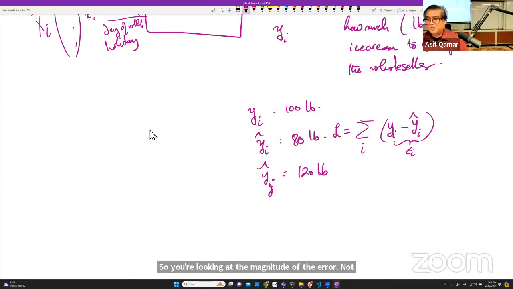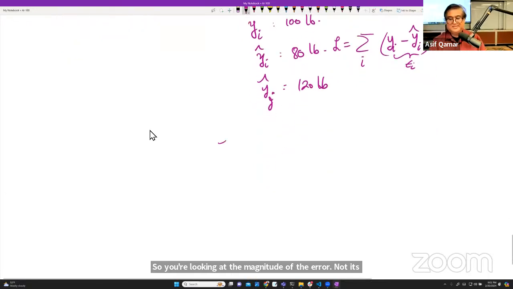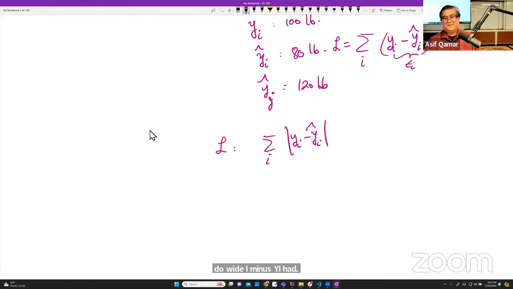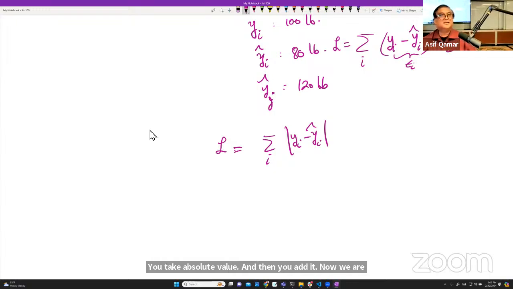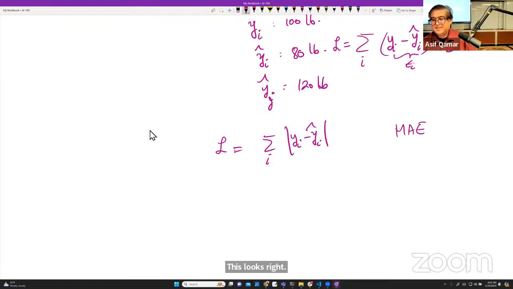not its value. So there are multiple ways you can do it, but one way is that you can do yi minus yi hat. You take the absolute value and then you add it. Now we are in better shape, isn't it? This looks right. So people do that. It's the mean absolute error. In certain circumstances, it's a valid average. However, much more common is to use this thing.